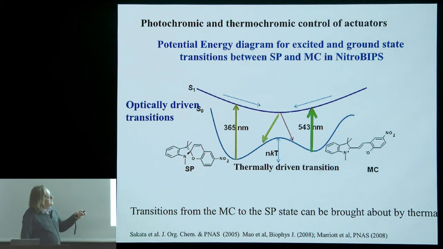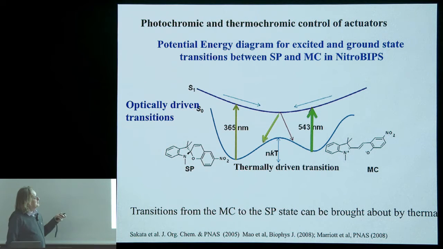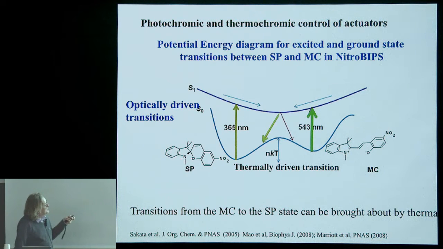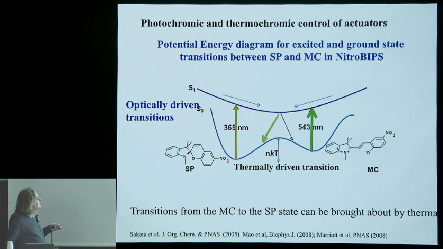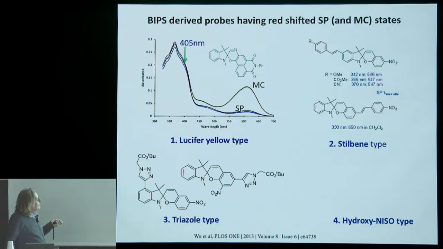Much more quickly, one can convert the merocyanine to the spiro by exciting with green light. Again, we go to its excited state. It can come back down as fluorescence, or it can go over to the spiro state. So the quantum yield for this reaction is about 0.5. Every other excited state molecule will return to spiro. Okay, so this is the potential energy diagram for this system that I'm going to be talking about today.